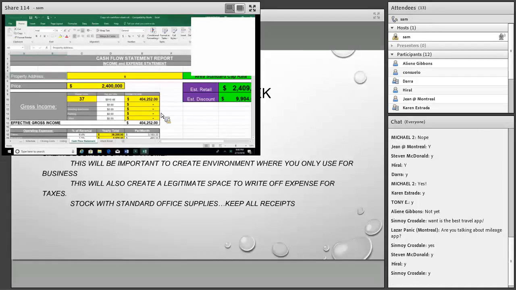Good stuff. Okay, so this is a cash flow sheet. This is showing how we calculate, and one of the tools we use to calculate a property and its viability as an investment. We're going to go through it one by one.